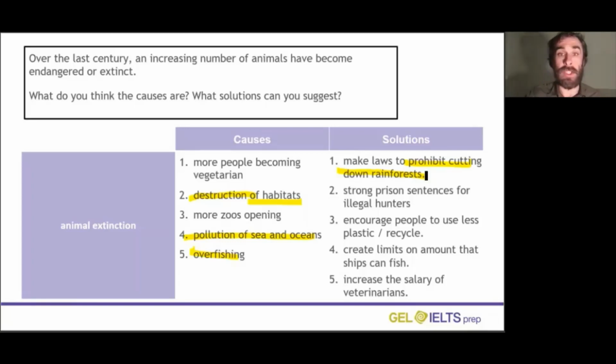3, encourage people to use less plastic and recycle. This links to the pollution of our seas and oceans. How do we reduce this? Well, one way of making a small difference is to encourage people in general to use less plastic, so less of it ends up in the oceans. Number 4, create limits on the amount that ships can fish. So this clearly deals with the issue of overfishing. If we have restrictions or quotas on how much countries or companies can fish from the oceans, then it will deal with this cause. Number 5, increase the salary of veterinarians. Well, this isn't really a solution to animals becoming endangered or extinct.